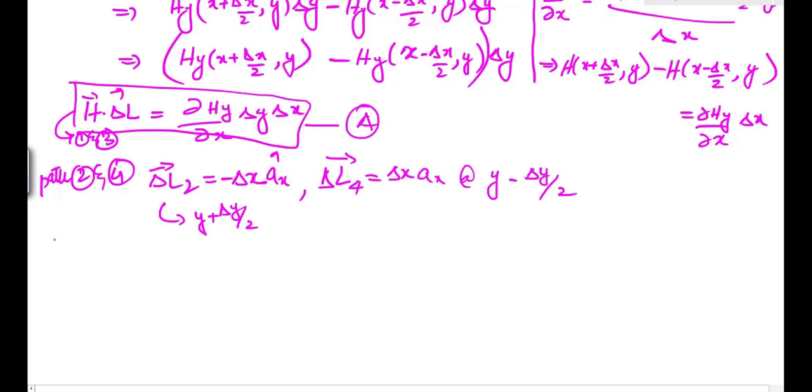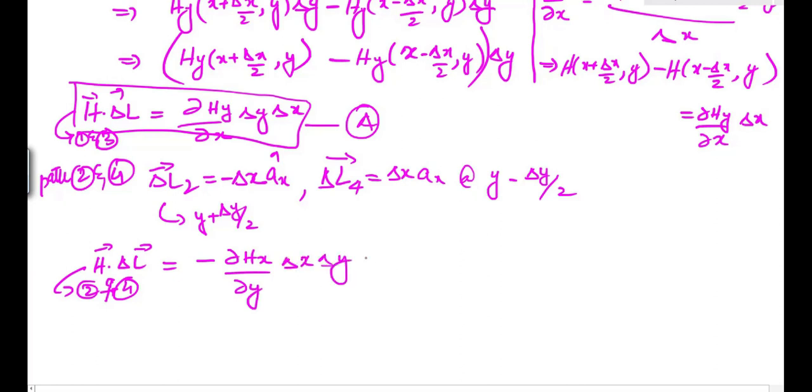So from this again we will obtain, this is what we have obtained from path 2 and path 4. Let's call this as a. From the addition of paths 2 and 4 we will obtain the h dot dl from paths 2 and 4. The addition of paths 2 and 4 gives us minus partial hx over partial y into delta x and delta y. So this is what we obtain for paths 2 and 4.